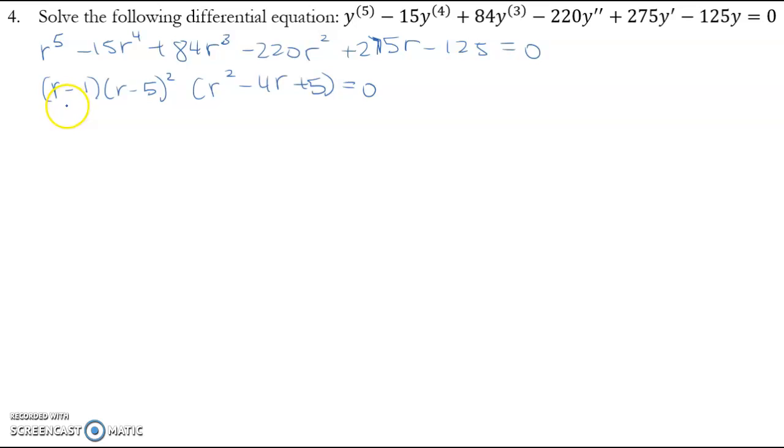So from the first factored out, we get R equals to 1. That's a whole number. And from this second part, we get R equals to 5, keeping in mind that this has a multiplicity of 2, and that's multiplicity of 1. And from this, you can use the quadratic formula to solve for R, which gets you that, I got 2 plus minus i. And this one has the multiplicity of 1.